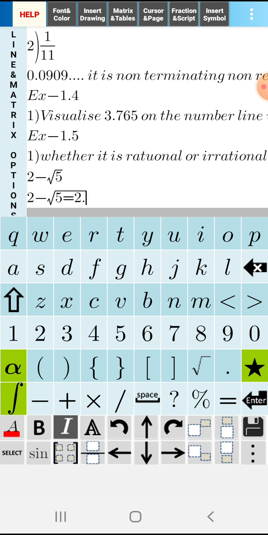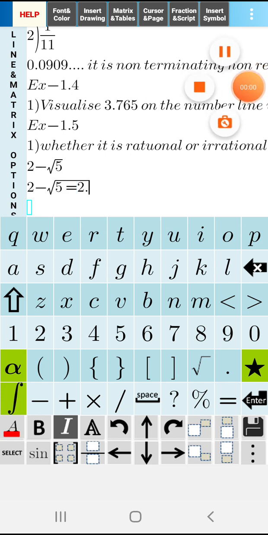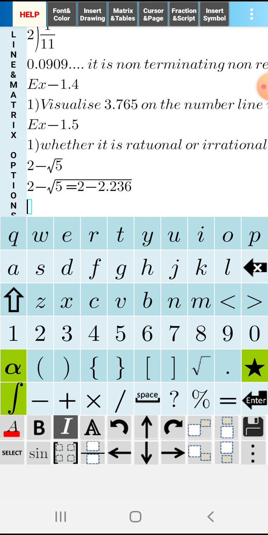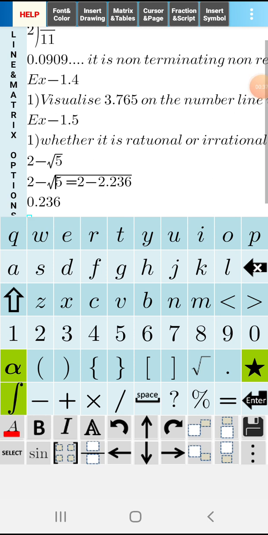2 minus root 5 is equal to 2.0236. When you divide root 5, we will get 2.02365. So what happens means it will become 0.2365236. So then it is irrational, because we are getting more numbers, not only 236 we are getting still more numbers. It is irrational because if you are getting more numbers, as I said, it is an irrational number.